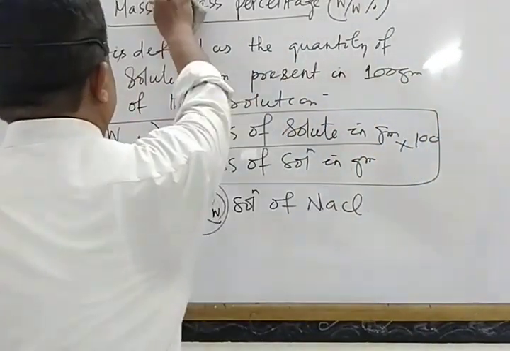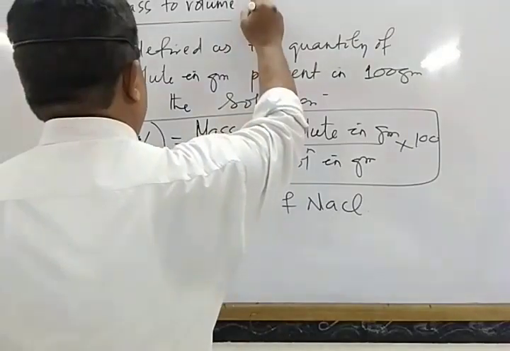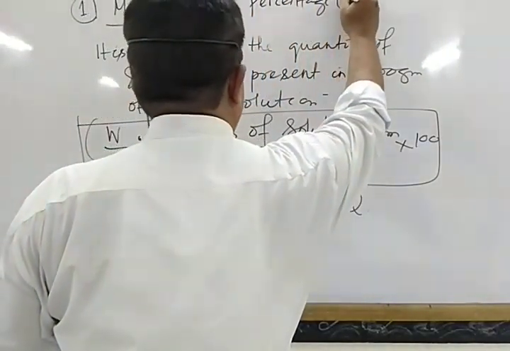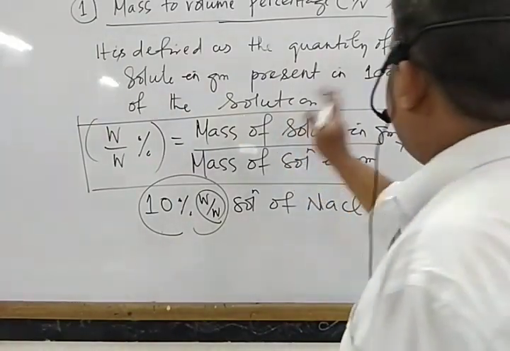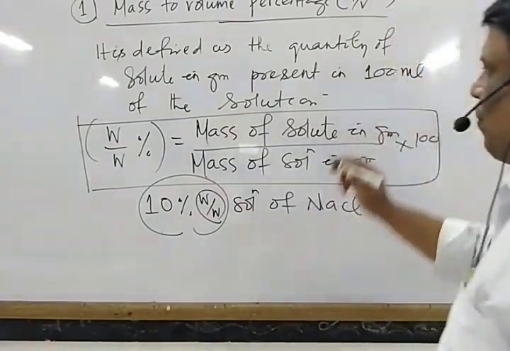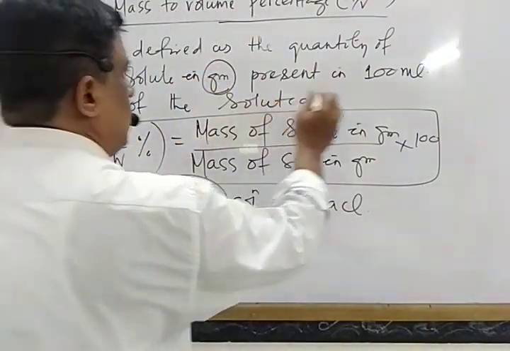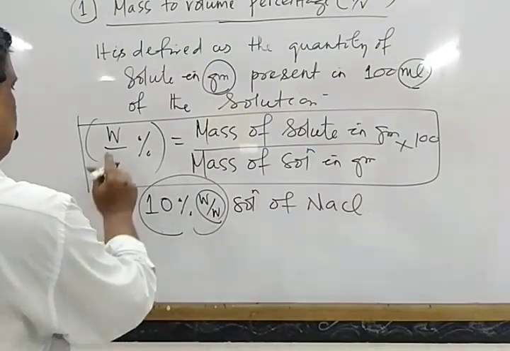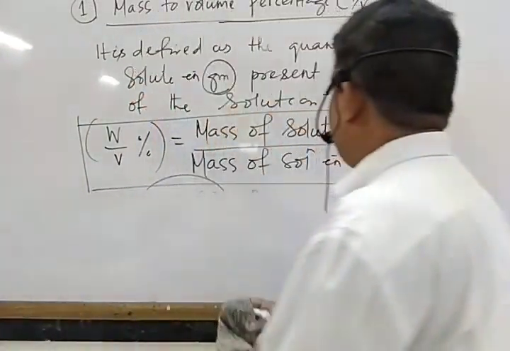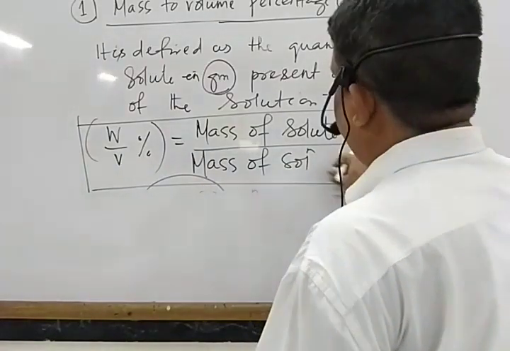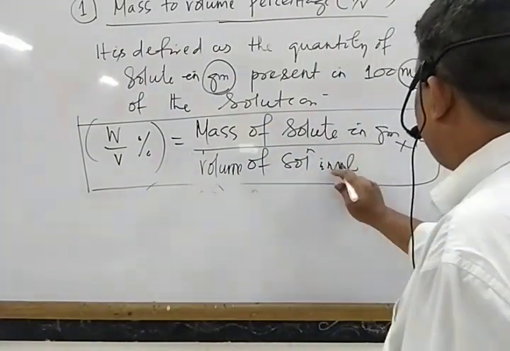Move to the second one, that is mass to volume percentage, W/V percentage. Mark that. Similar definition: it is defined as the quantity of solute in gram present in 100 ml of the solution. Mathematically, W/V percentage is equal to mass of the solute in gram divided by volume of the solution in ml, into 100.